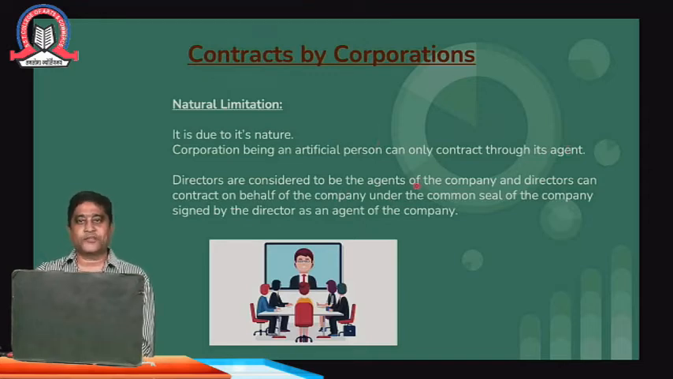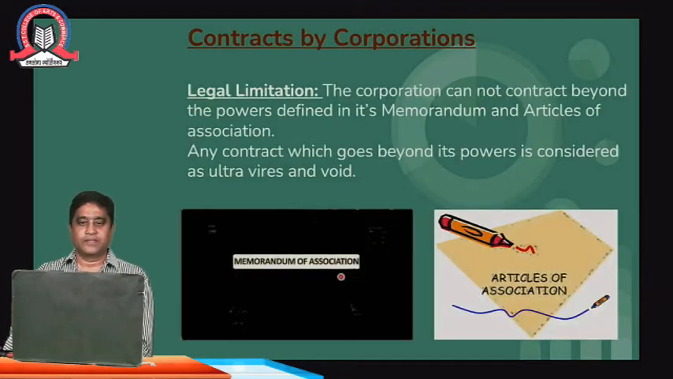Directors are considered to be agents of the company, and directors can contract on behalf of the company, under the company seal and signed by the director as an agent for the company. So the directors can sign on behalf of the company for the benefit of the company, for the betterment of the company, or for the betterment of the shareholders.